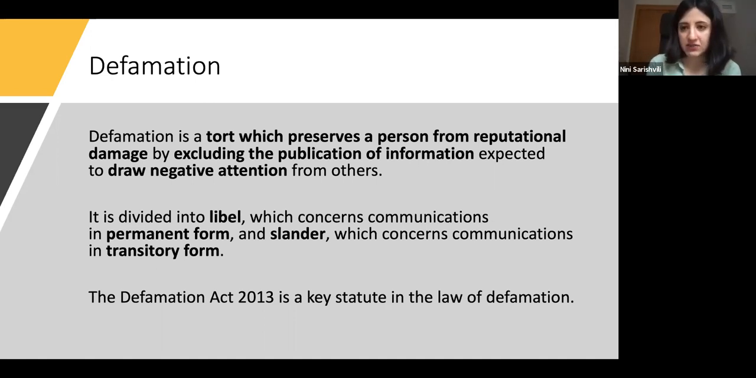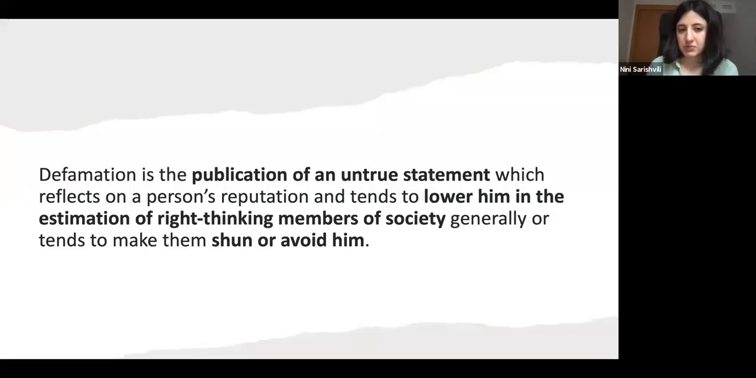However, if this negative information, which affects your reputation, is true, that can be a defense. So you may not be able to bring a claim in defamation. The Defamation Act 2013 is the main statute, and you have to apply the statute on a problem question in defamation. Defamation is the publication of an untrue statement.